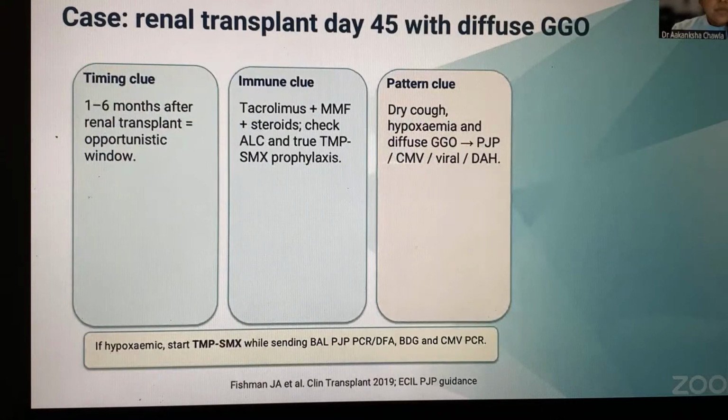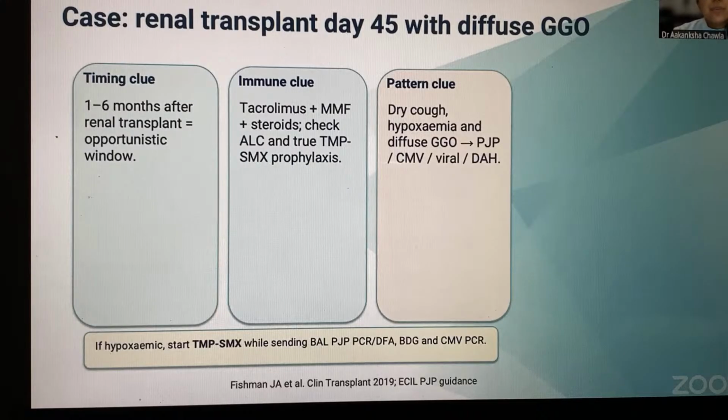So we've understood the basics of how to identify, what to investigate, what to interpret out of that investigation, what to start with as an empiric cover, and how to narrow down or de-escalate. Now let us understand this with a case. This was a post-renal transplant patient on day 45, presented with tachypnea, hypoxemia and diffuse ground glassing on his CT chest. Now look at the timing. The timing is giving you a clue that the patient presented 1 to 6 months post-transplant. So he's come to you in the opportunistic infection window.